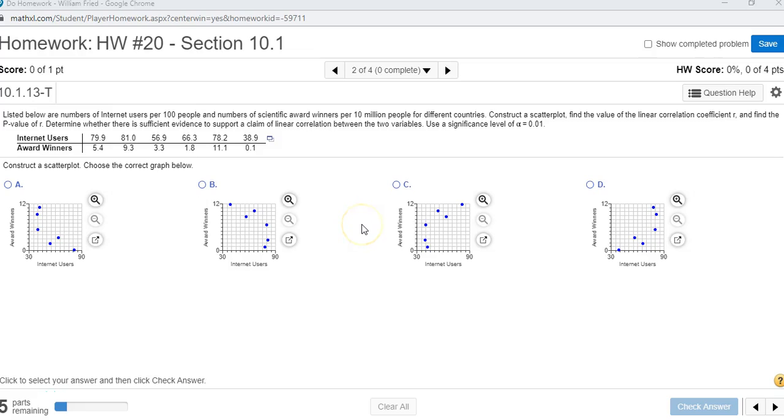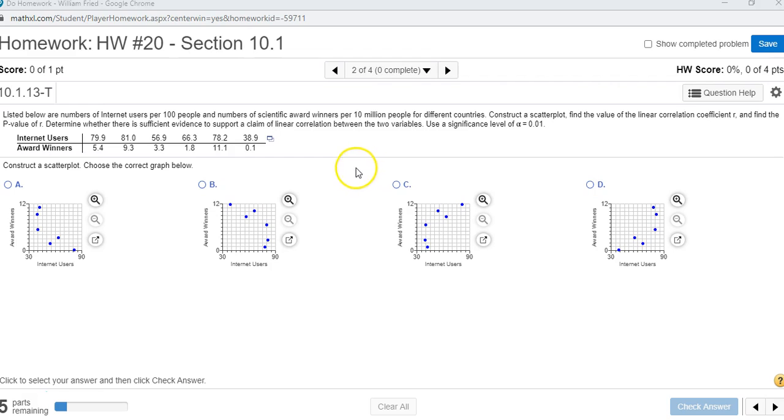I wanted to do this homework example from the section on correlation using the calculator. It says, listed below are numbers, blah, blah, blah. Construct a scatter plot, find the linear correlation coefficient R and the p-value of R. Determine whether there's sufficient evidence to support a claim of linear correlation with a significance of 0.01. So here are the data.